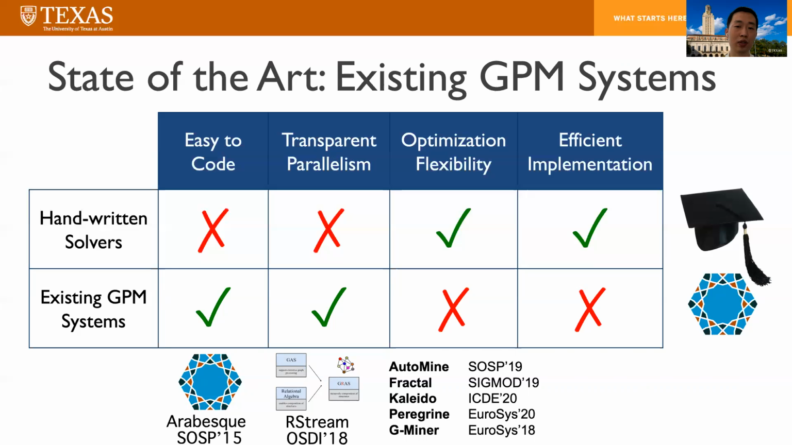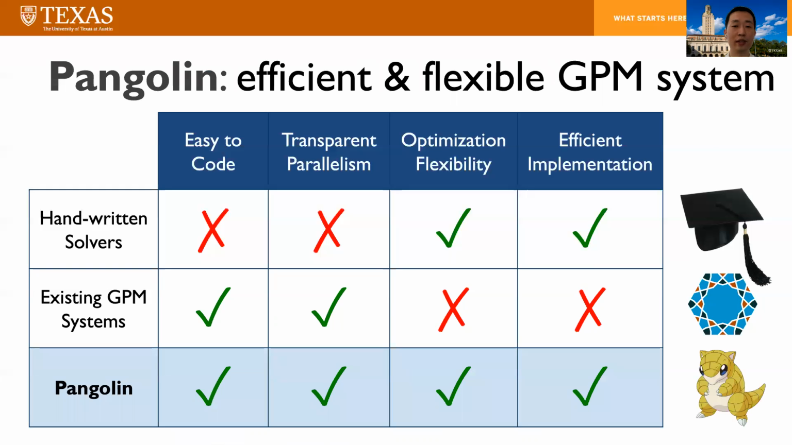However, as I will show later, existing systems are not efficient. Many of these systems are orders of magnitude slower than hand-optimized solvers. Motivated by this, we propose Pangolin, an efficient and flexible GPM framework. It is easy to code and transparently parallelized on the CPU and the GPU. It provides flexibility to the user to compose their own optimizations. It is also highly efficiently implemented on both architectures.